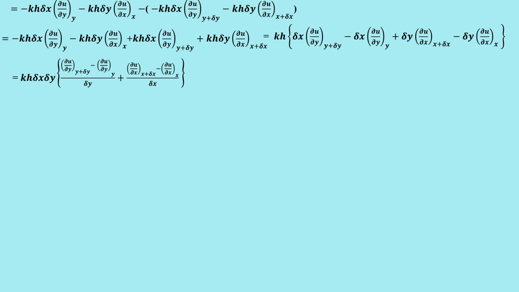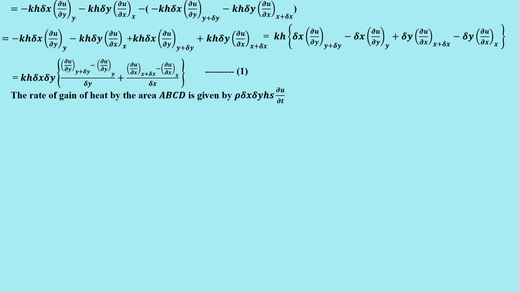Similarly, in the second two terms, del y is there, del x is not there. So we are going to divide the whole term by del x, right? ∂u/∂x at x plus del x minus ∂u/∂x at x, divided by del x, right? That is equation number 1.